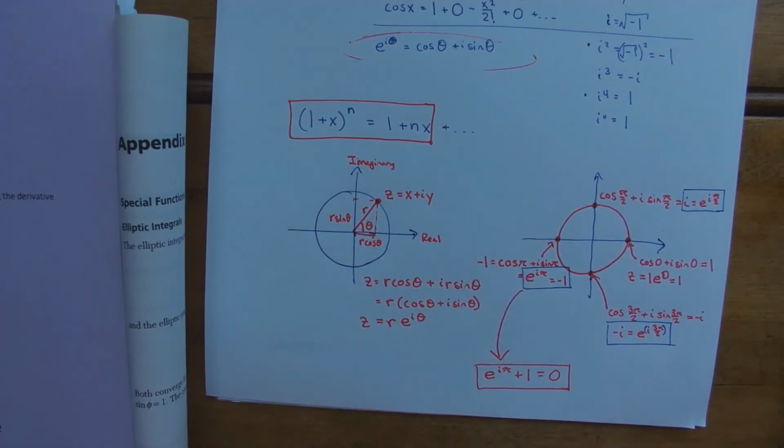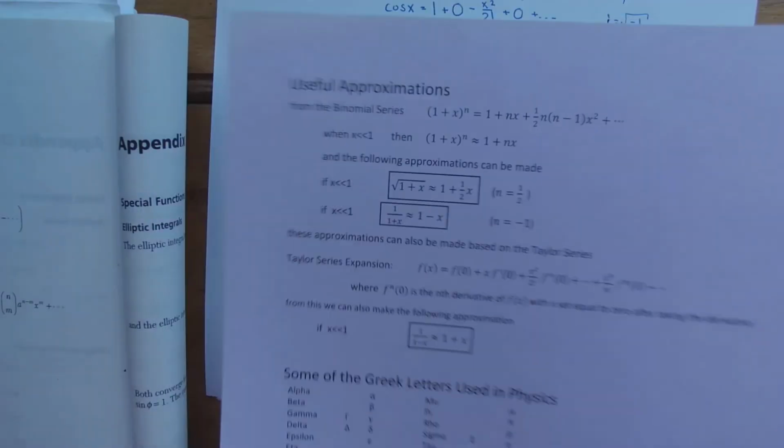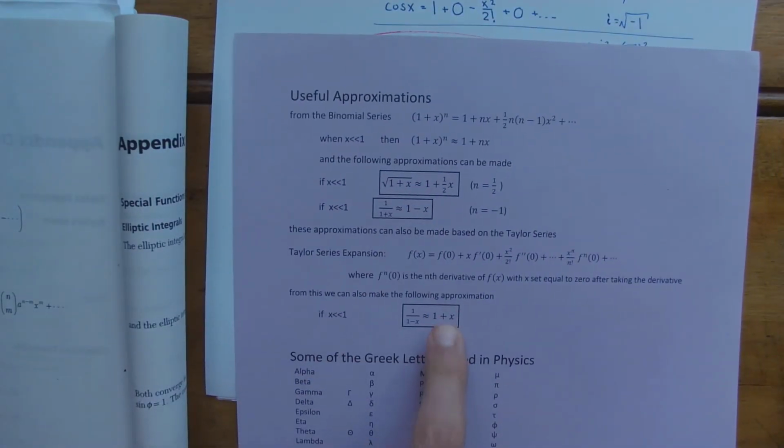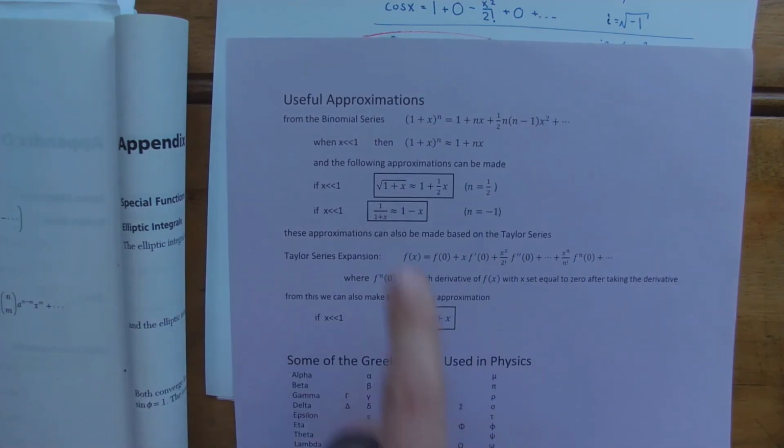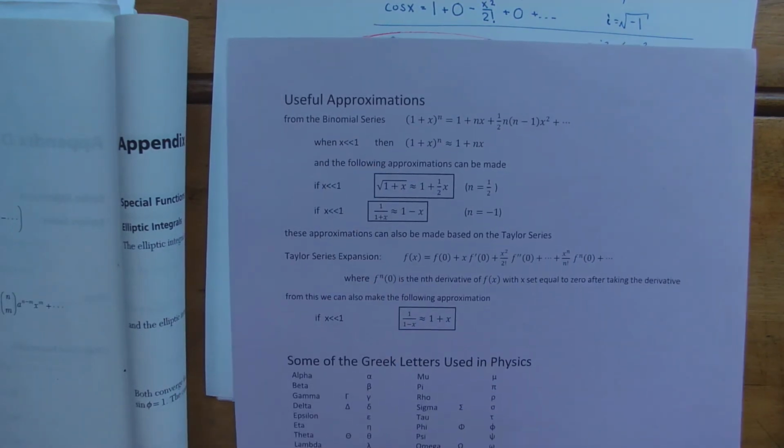Okay, so that concludes this video, and the important thing for you to take away from this video is that these 3 approximations can be used based on the Taylor series or the binomial series when x is much, much smaller than 1.